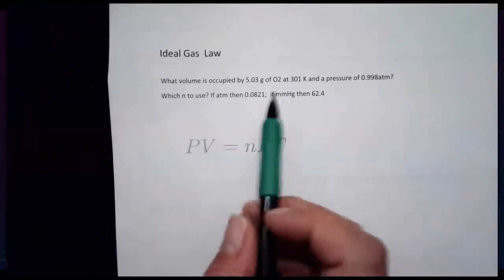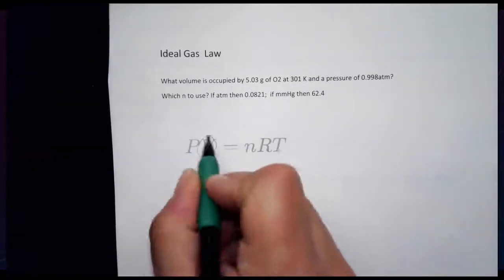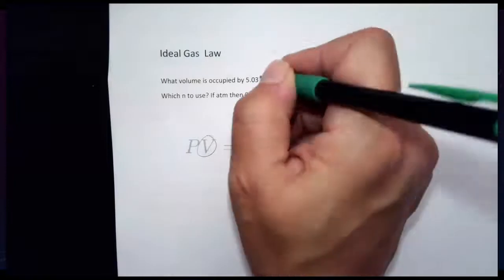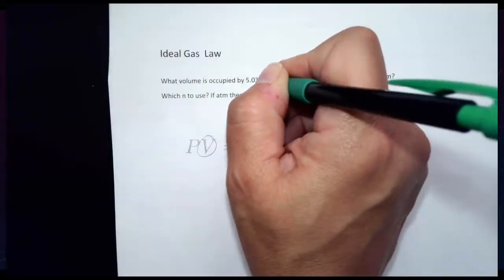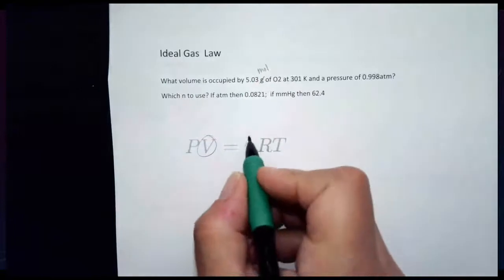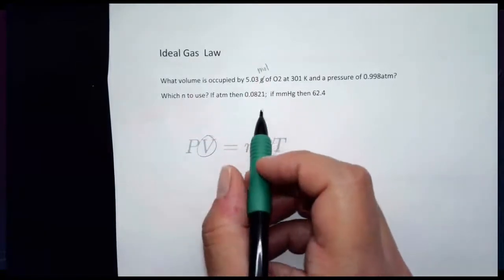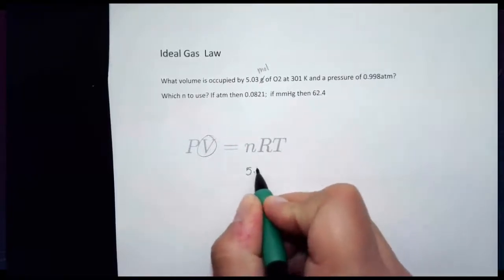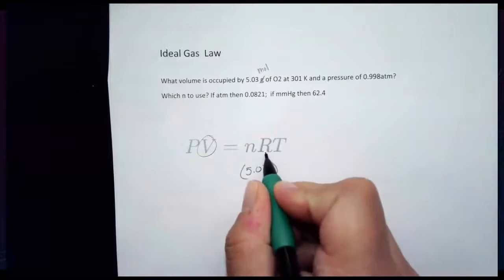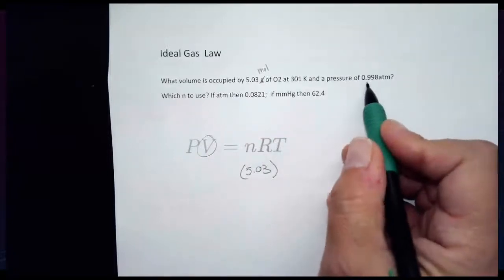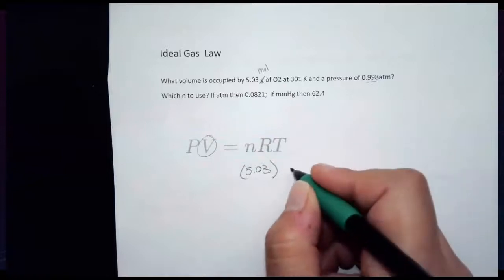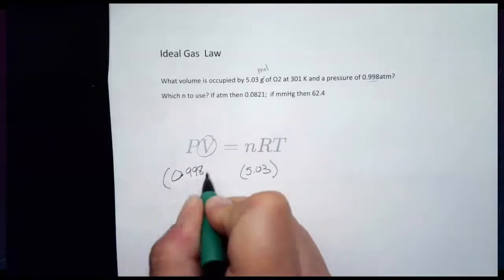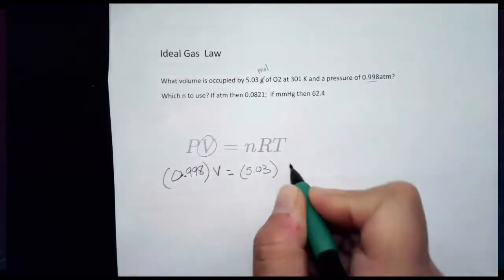All right, so what is the volume occupied? We're going to look for the volume of 5.03 grams. We're going to actually change this to moles. Sorry, that's a misprint. So 5.03 moles of oxygen, O2. Okay, so that's our n. That's what we have. So 5.03. At a pressure of 0.998 atmosphere. So that's going to be on this side, 0.998. And we're going to be looking for V.